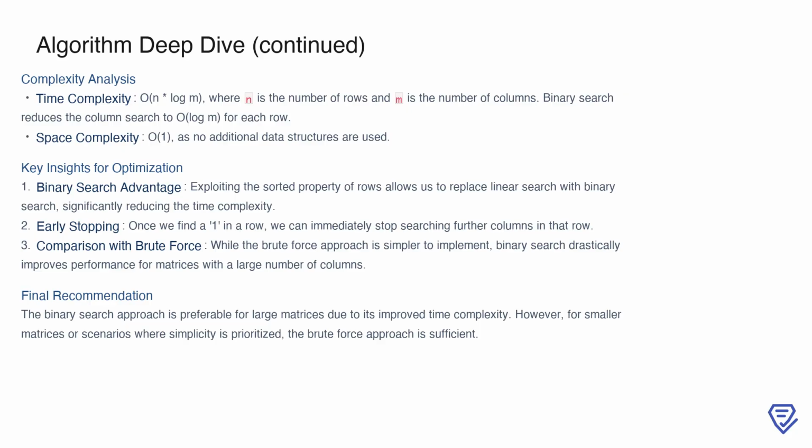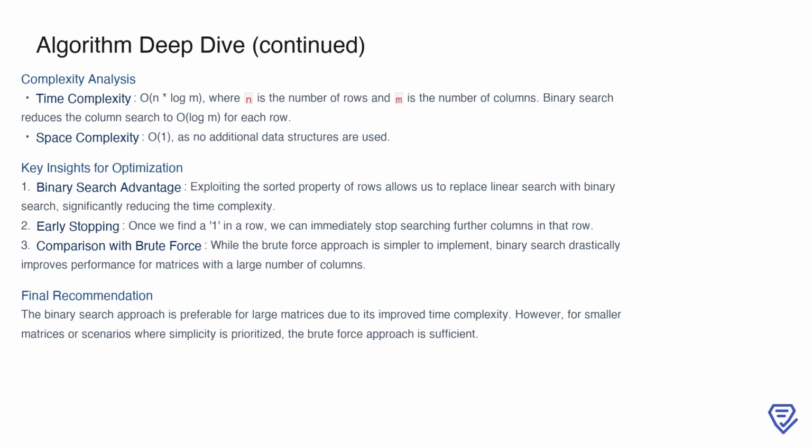Finally, let's analyze the complexity of the binary search approach. The time complexity is O(n*log m), where n is the number of rows and m is the number of columns. The binary search reduces the search time for each row from O(m) to O(log m), making this approach much faster for matrices with a large number of columns. The space complexity remains O(1), because no additional data structures are used.